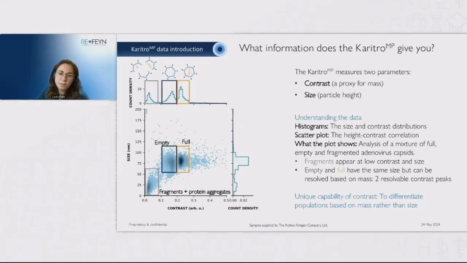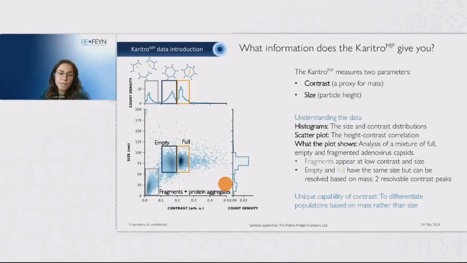So here in this plot, we are showing a measurement of adenoviruses, where we have a mixture of fragments, empty and full. So we can see the various populations in there. So let's start from the fragmented capsids. These are represented in the gray rectangular area, the gray gate. They appear at the lowest value of contrast as well as size.